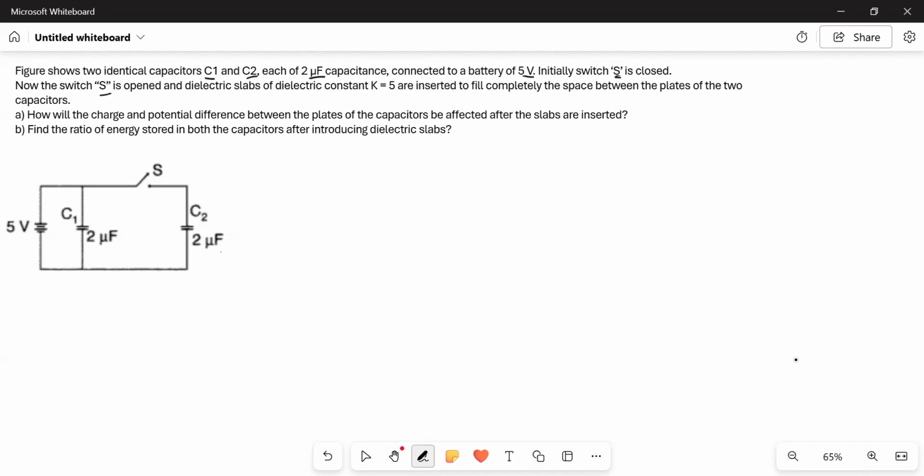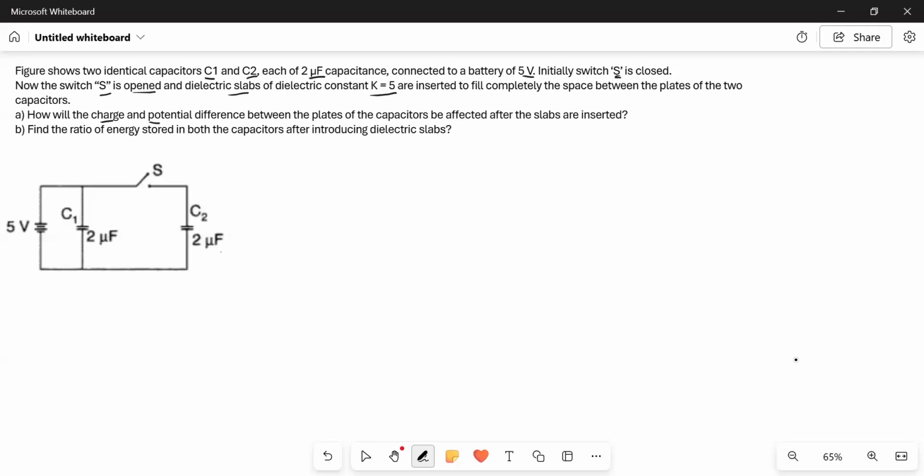Now the switch S is opened and dielectric slabs of dielectric constant K equal to 5 are inserted to fill completely the space between the plates of the two capacitors. What we have to find is how will the charge and potential difference between the plates of the capacitors be affected after the slabs are inserted, and we have to find the ratio of the energy stored in both the capacitors after introducing dielectric slabs.